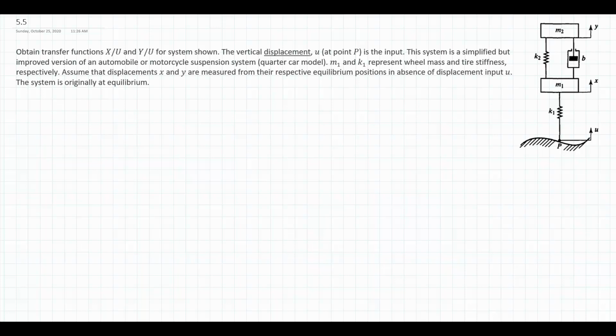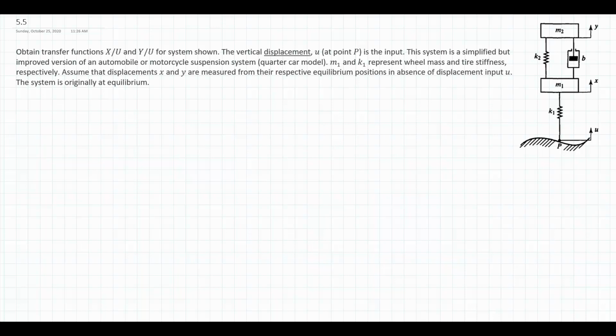In this problem, we're going to expand a little bit on the quarter car model that we looked at in a previous example. The main difference here is that we are going to account for the mass of the tire or the wheel itself in this model, where it was ignored in the previous one. And we're going to be looking for the transfer function for the chassis located at y and its displacement relative to the input displacement u at the ground.